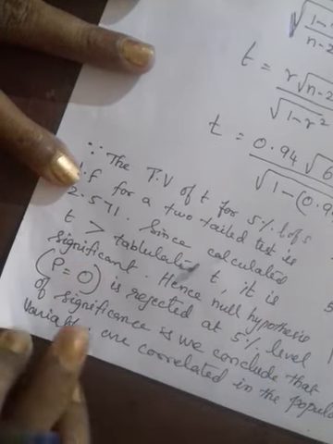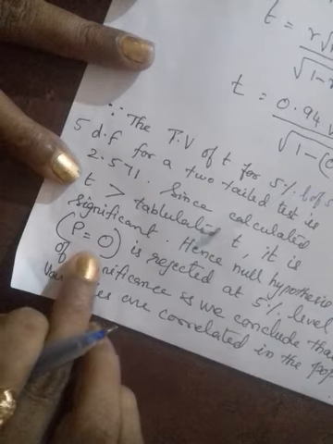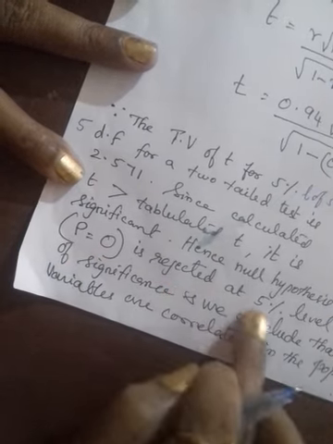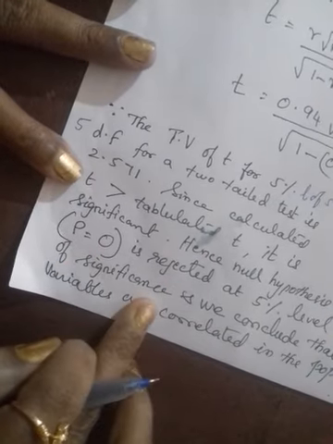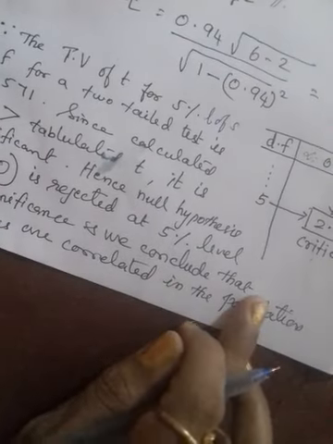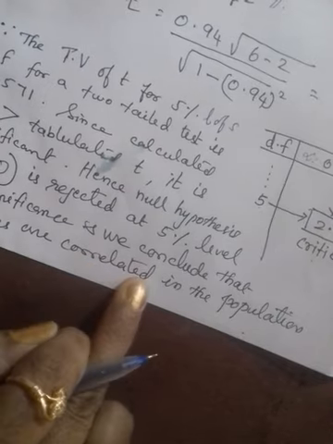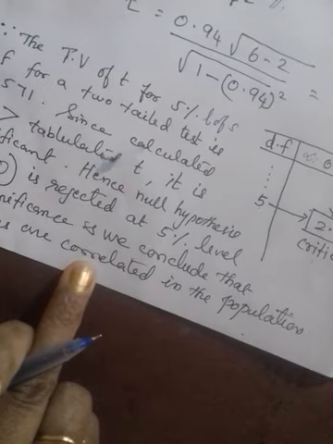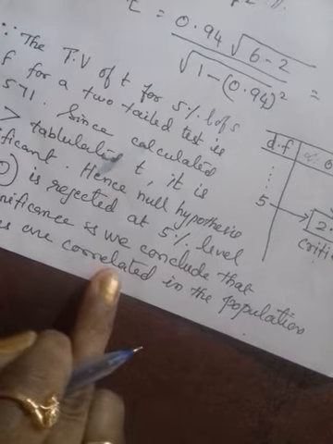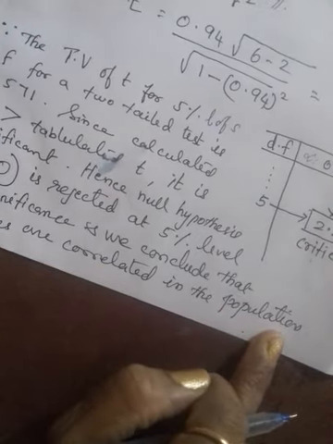Hence the null hypothesis that we set, rho is equal to 0, is rejected at 5% level of significance. How to infer here? We conclude that the variables are correlated in the population.